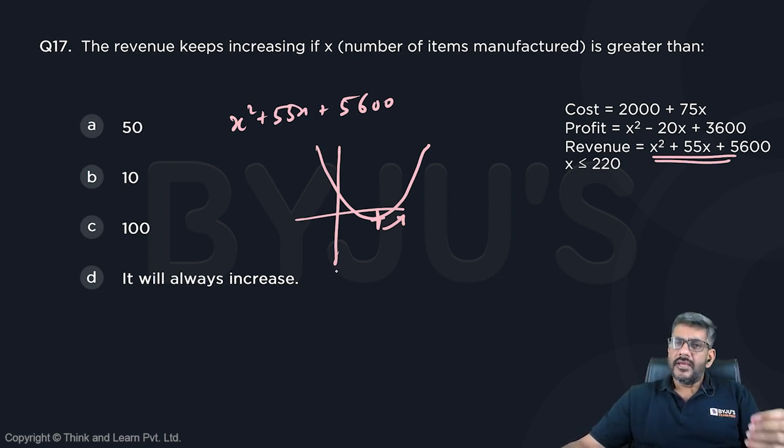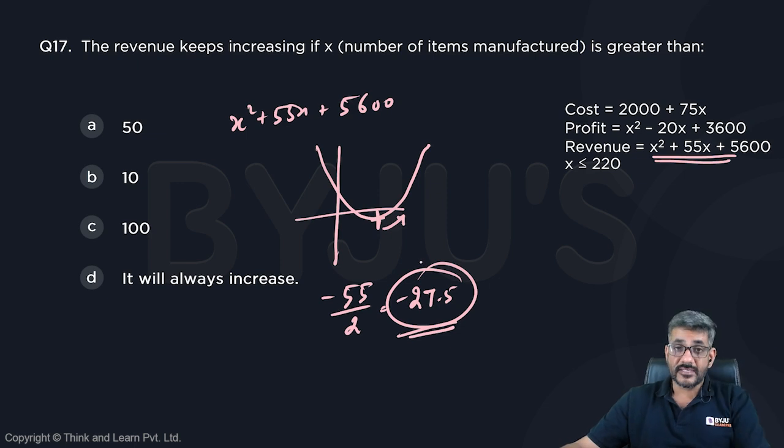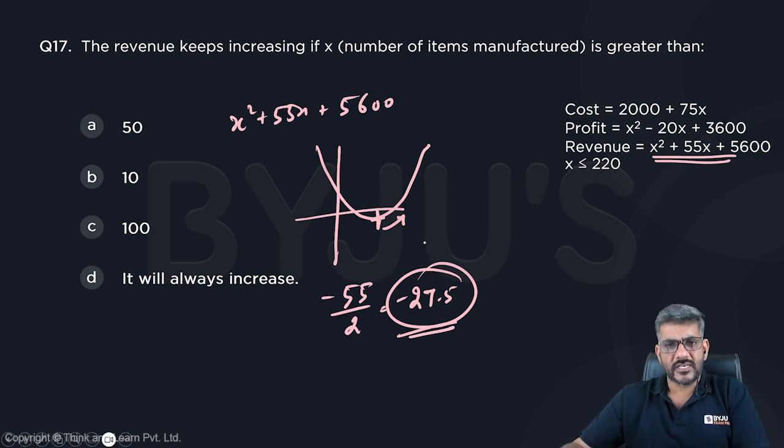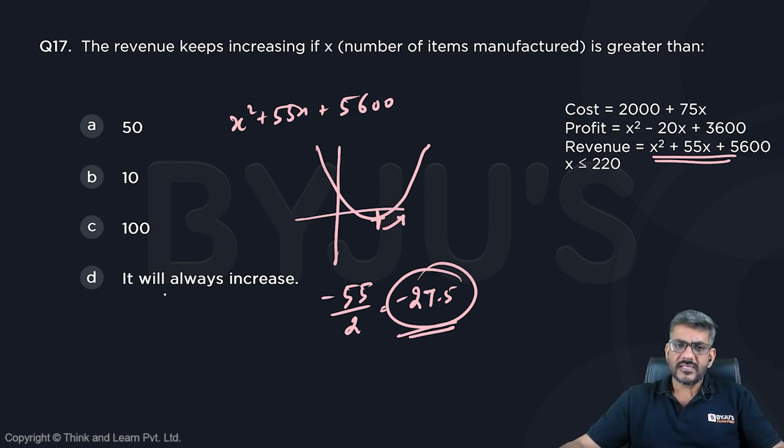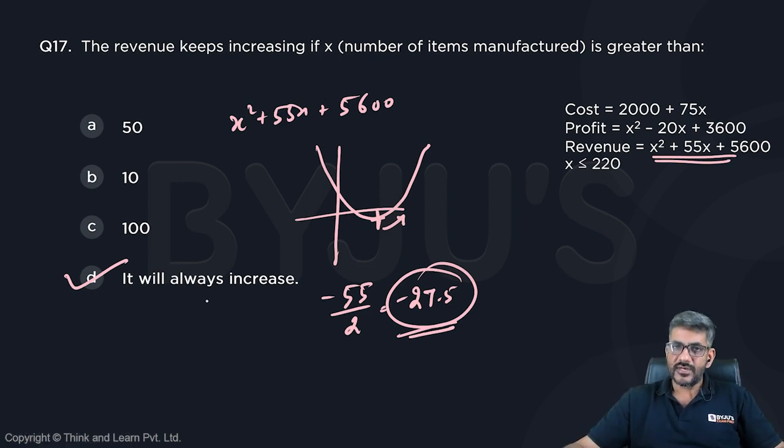But here one thing is very clear. I mean, logically also I can say so, though of course if you calculate minus b by 2a, it is minus 55 by 2. So whenever the value of x is above minus 27.5, it will keep increasing. And of course x is always positive. So it will always be increasing. I can straight away say D is my answer, because above minus 27.5 it is going to increase, and it is anyways always greater than minus 27.5.